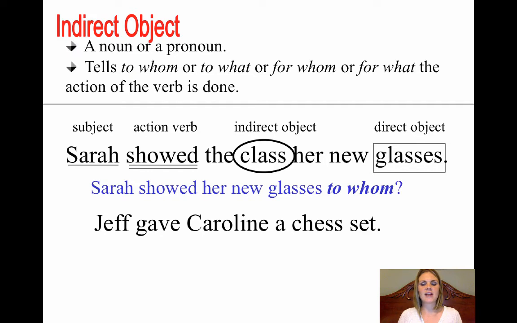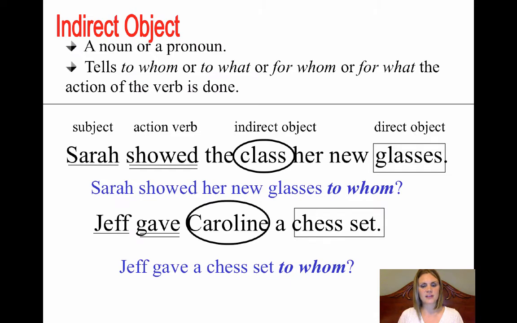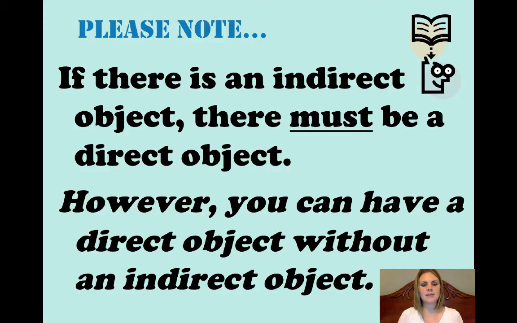Jeff gave Caroline a chess set. Jeff is the subject. Gave is the verb. Jeff gave what? The chess set. To whom? Caroline. So Caroline is the indirect object. You can kind of get in a groove with these and they become easy.